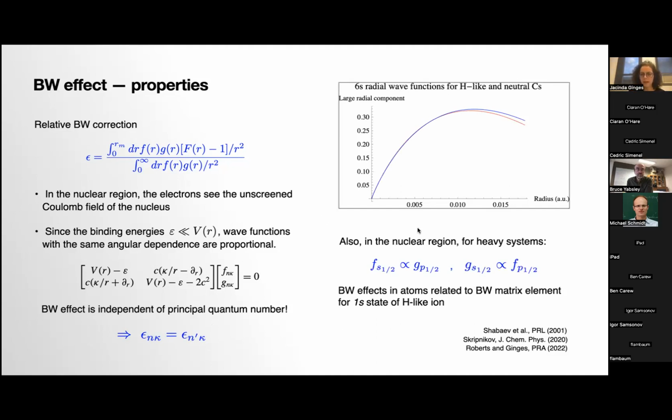Another thing, in the nuclear region, if you have a heavy system, then this potential, effectively minus Z/r, but of course it's going to be distributed, is going to be much larger than mc². So that's this term. That means in this equation we have V of r, and we neglect epsilon, this is V of r, we neglect epsilon and 2c².